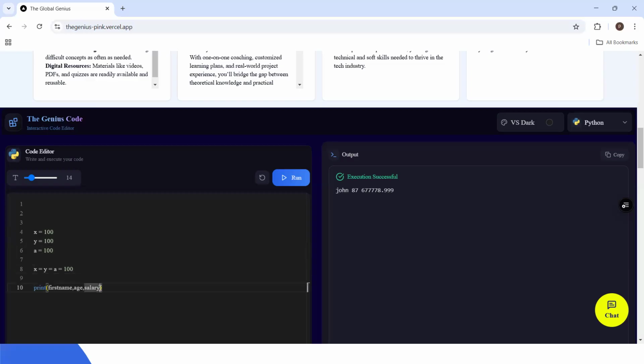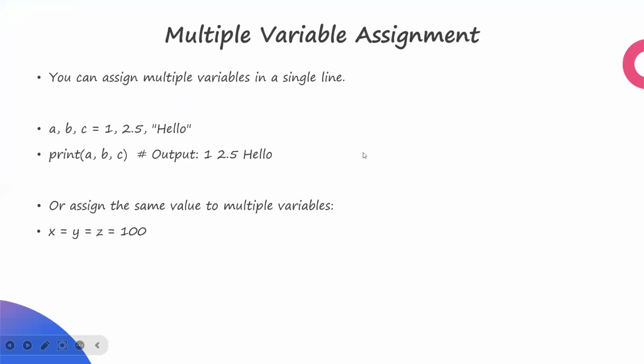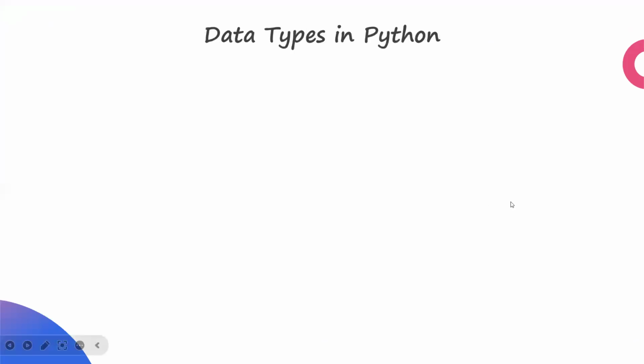So I could now come here and use them. I will say print x, y, and a. When I run this code, I'm going to get the three of them: 100, 100, 100. So I have a value and I'm assigning the same value to the three variables. So you can actually do this in Python. In case you get confused, please reach out to us.